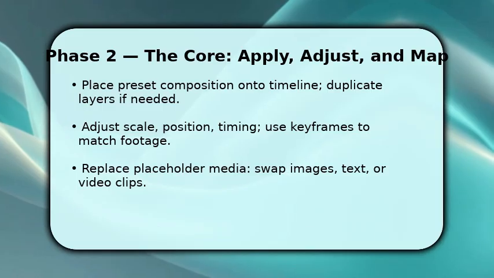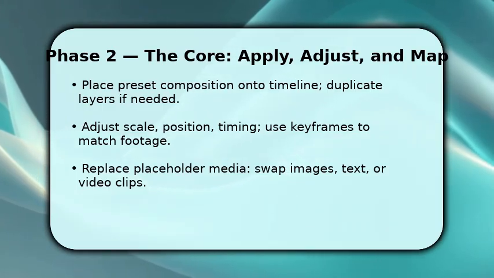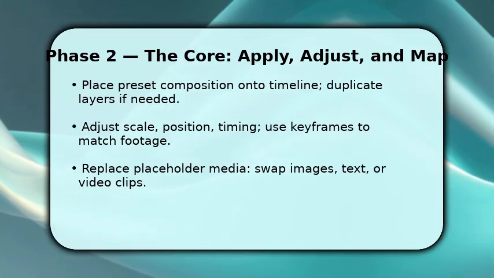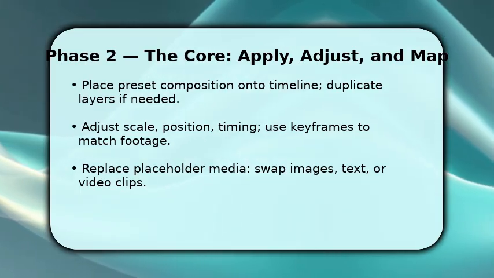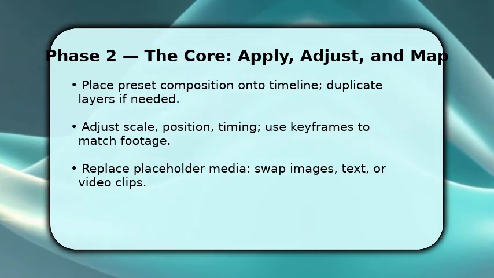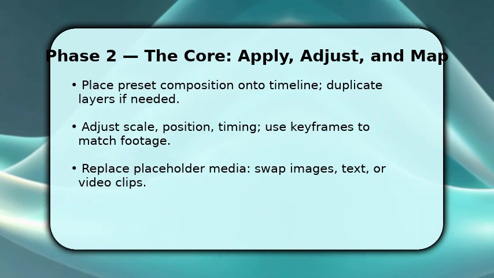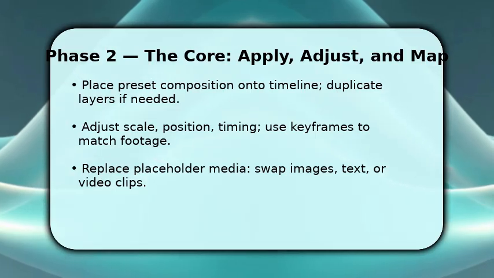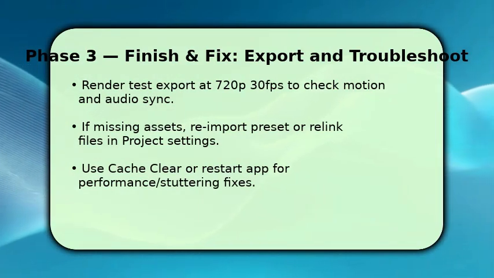Make subtle changes to opacity and blending. This preserves the preset look while fitting your shot. If effects appear too strong, reduce values by 10–30% and preview at 1x speed to confirm smooth motion. To finish, export a short test at 720p 30 fps to verify motion timing and audio sync.